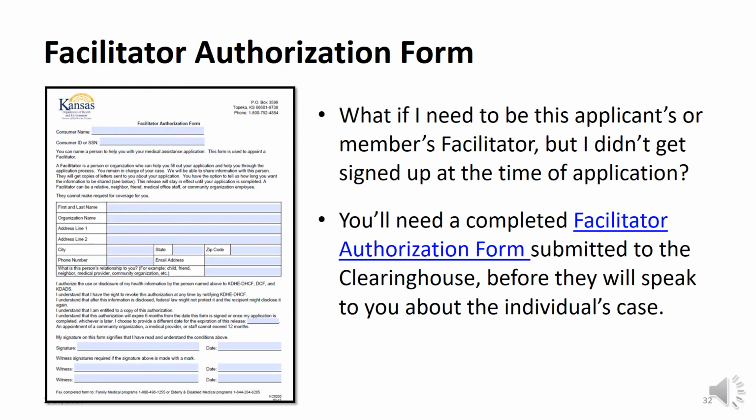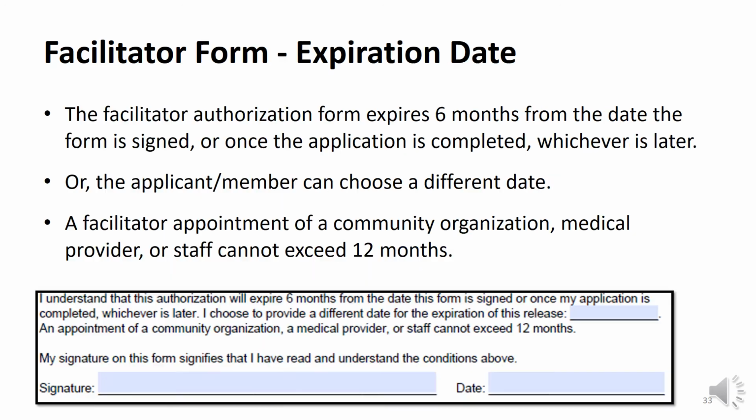What if I need to be the applicant's or the member's facilitator, but I didn't get signed up at the time of the application? You'll need a completed facilitator authorization form submitted to the clearinghouse before KanCare will speak to you about the individual's case. This facilitator authorization form expires 6 months from the date the form is signed, or once the application is completed, whichever is later. Or the applicant or member can choose a different date. A facilitator appointment of a community organization, medical provider, or staff cannot exceed 12 months.